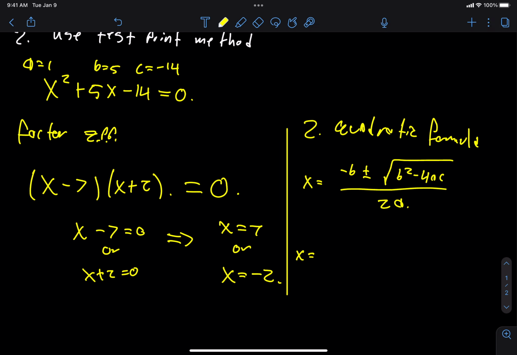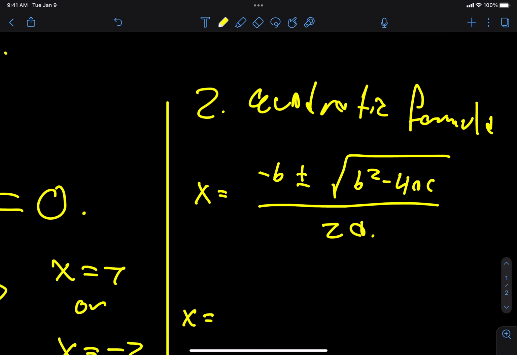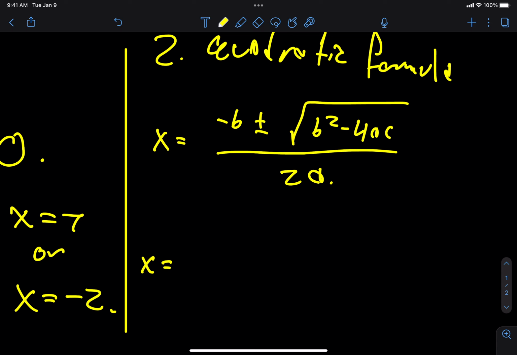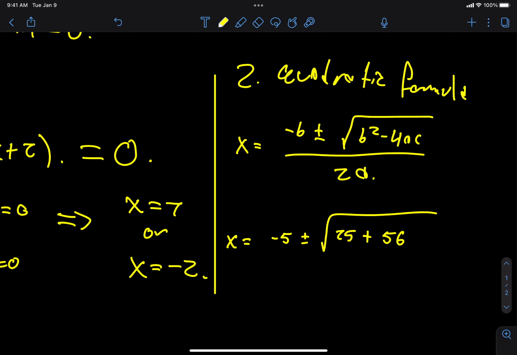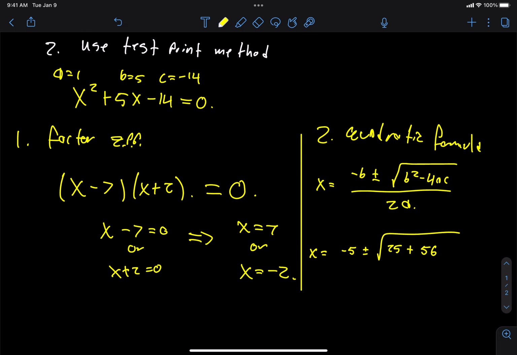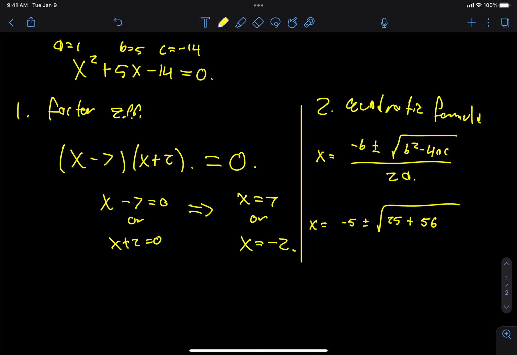So let's go ahead and do this. So b is 5, c is negative 14. So we get negative 5 plus or minus the square root of 25 plus, because c is negative, 4a is just 4, and then 4 times 14 is 28 times 2 is 56. Did I do that right? Have I done something wrong here? I feel like this is not going to work out.